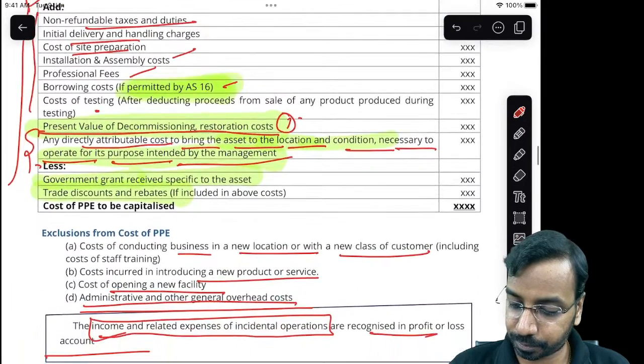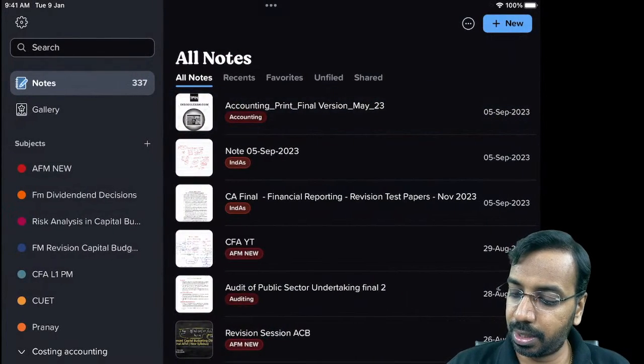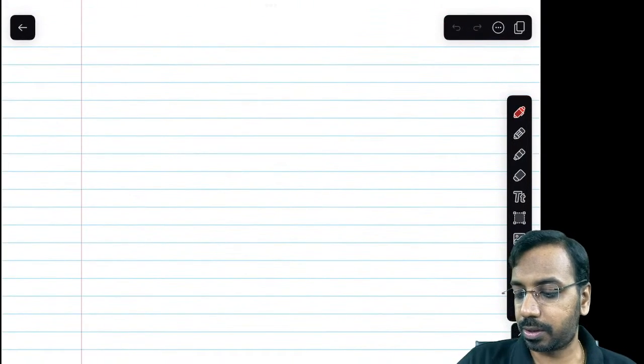Okay. Now one very important item here is present value of decommissioning cost.